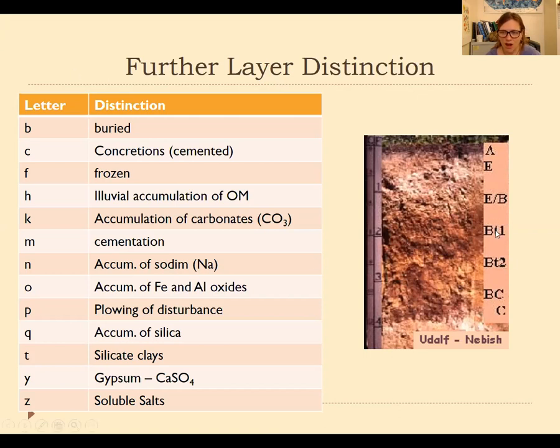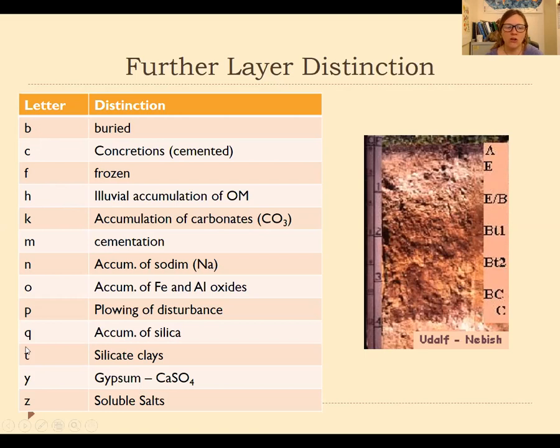So T, which is a common like little subscript that's included in the soil profile here, represents the presence of lots of silicate clays, which are really common in the soils. And then we won't go through all of these, but Z, as it said, is different soluble salts. So if you have a really salty soil, or you have a P, a lot of plowing disturbance in an agricultural soil, or N, a buildup of lots of sodium, K, a buildup of lots of carbonates, F, it's frozen. It's a part of the soil that's commonly frozen. So if you're in a more like Arctic environment, et cetera, et cetera.